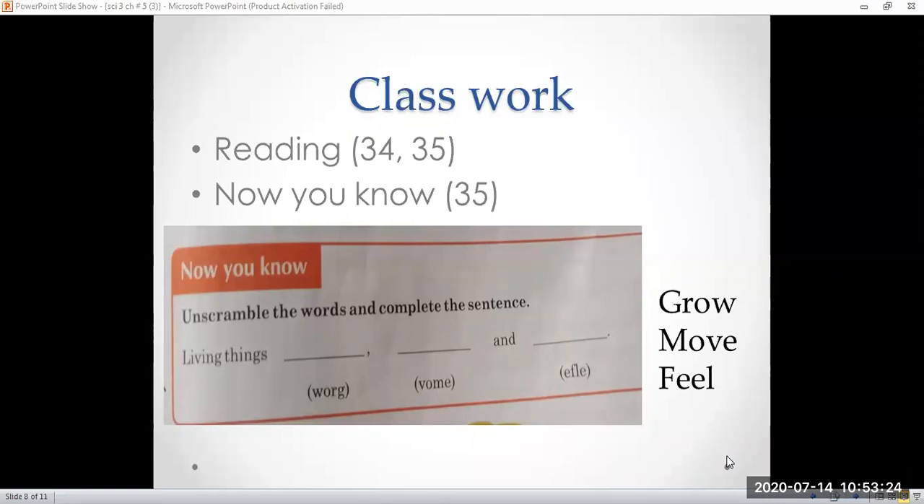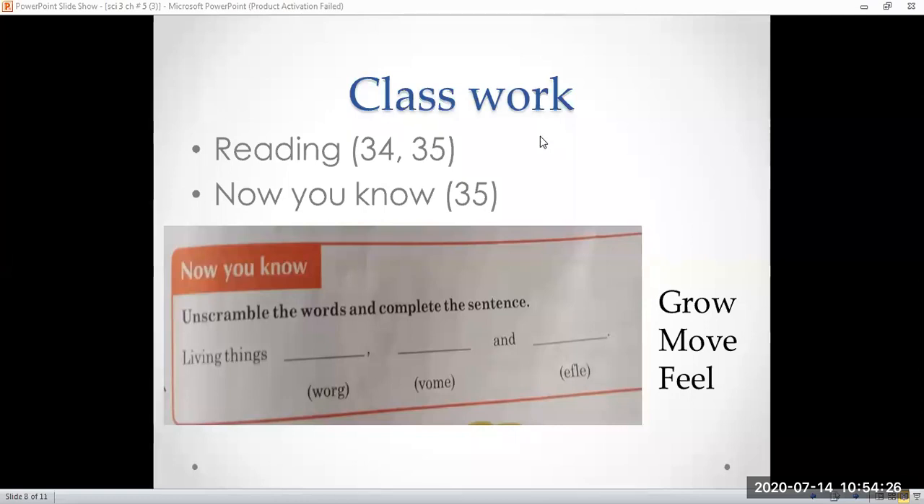Human beings and some animals like elephants and cats have their young ones. Birds, fish, and snakes lay eggs. The young ones grow inside the egg for a few days. Then the egg hatches and the young ones come out.